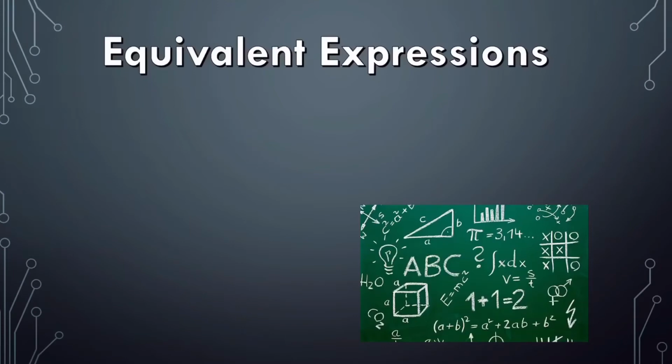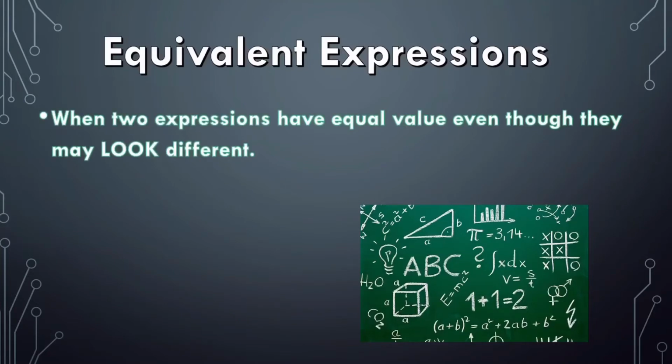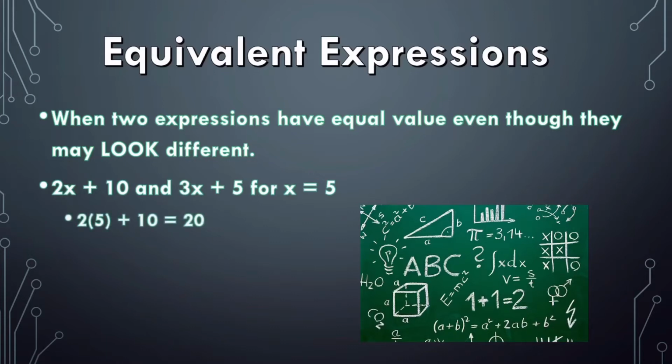So in order to understand this, we need to understand what an equivalent expression is. It's when two expressions have equal value, even though they might look different. So the word equivalent has the word equal in it. So you have 2x plus 10 and 3x plus 5 when x equals 5. I could plug 5 into both of those and they would be equal. See, 2 times 5 plus 10 is 20, and 3 times 5 plus 5 is 20. So while those expressions are completely different, they have the same value.